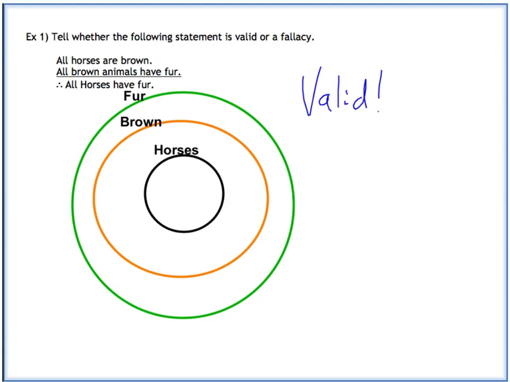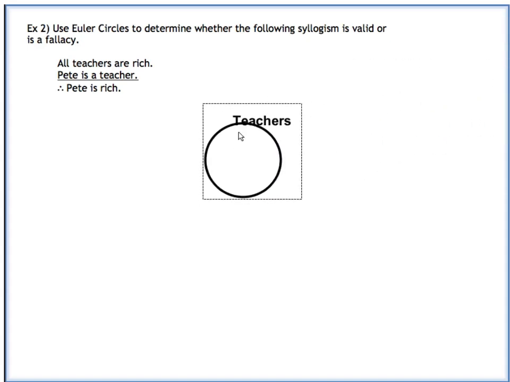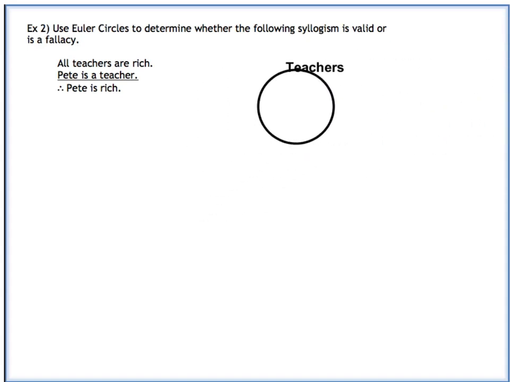Alright, let's try another one. The next one says, all teachers are rich. Pete is a teacher, therefore Pete is rich. Okay, so we can see here we're going to have some circles. We're going to have a teacher's circle. So here's our teacher's circle. We got a guy named Pete. Well, here's Pete. Hi, Pete.